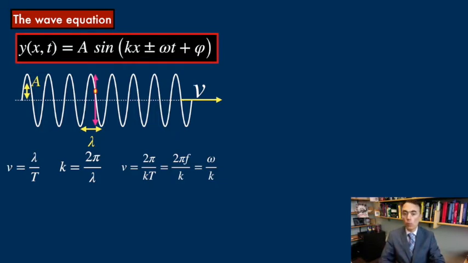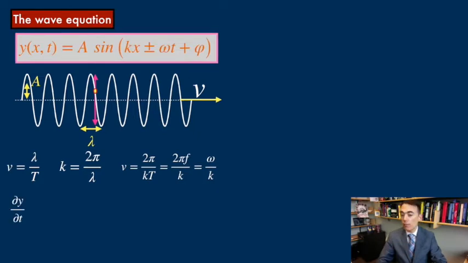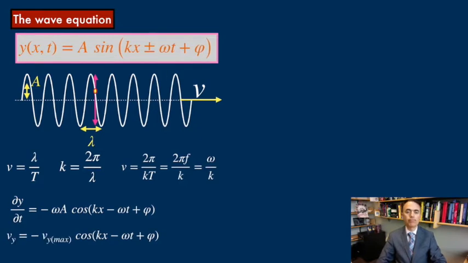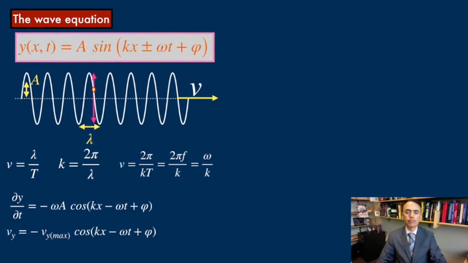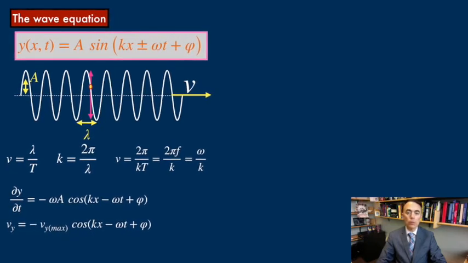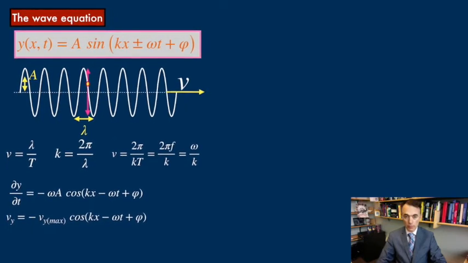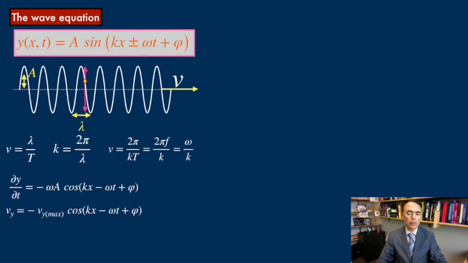So if we want to calculate the velocity of the molecules of the material medium, what we actually want is to see the rate of change of y as a function of time. This means that for a given position x, what is the derivative of y as a function of time? We calculate the partial derivative of y with respect to time. So v_y is equal to minus v_y max, the maximum speed, times the cosine of (omega t plus phi).